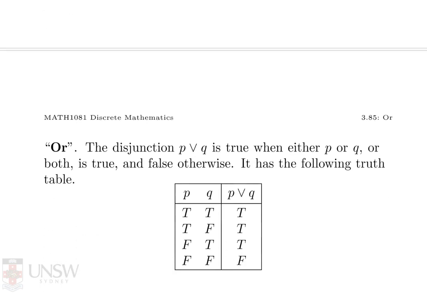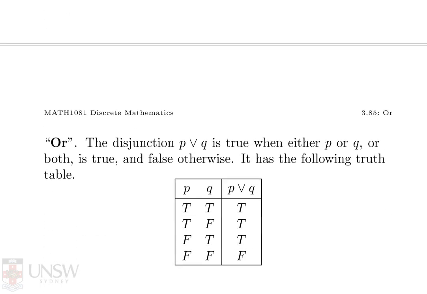Let's look next at or. And again, an old-fashioned word which I won't use very much, in fact, probably not at all. This is sometimes referred to as a disjunction. The disjunction of P and Q simply means P or Q. And it's true when either P or Q or both is true, false otherwise. So in other words, in this case P is true and Q is true, both of them. In this case P is true, in this case Q is true. In all of those cases the result is true. Only in the last case, where both P and Q are false, do we find that P or Q is also false. That's the truth table.